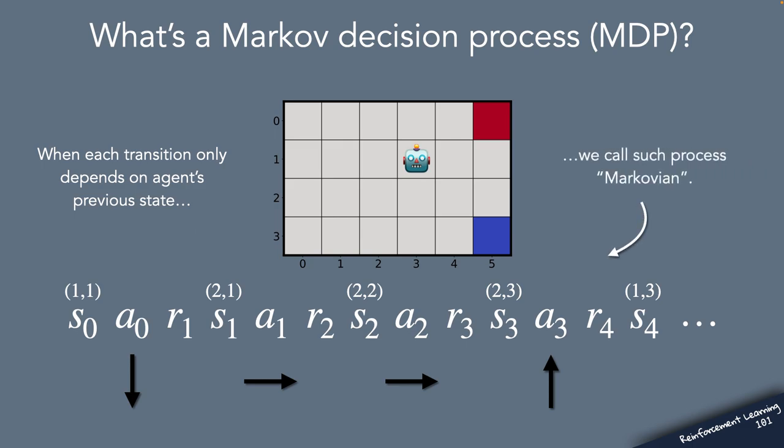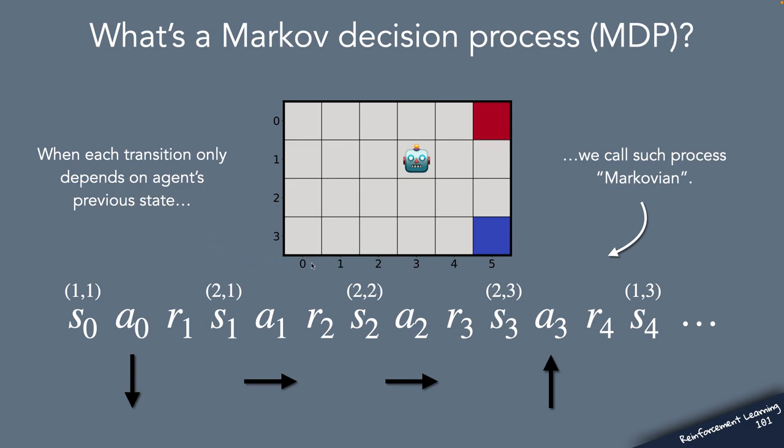And we say that such a process is Markovian when each consecutive state transition only depends on the agent's immediately preceding state and not on any other past state. In other words, any choice of the current transition is not influenced by where the agent was in the past. And we also call such systems as not having a memory of the past.